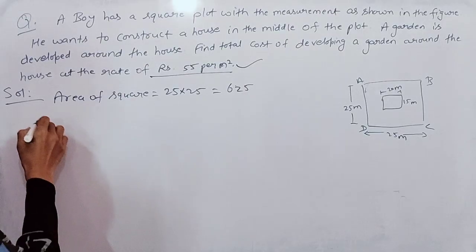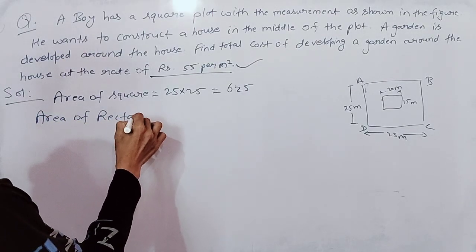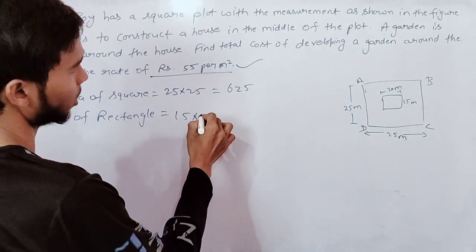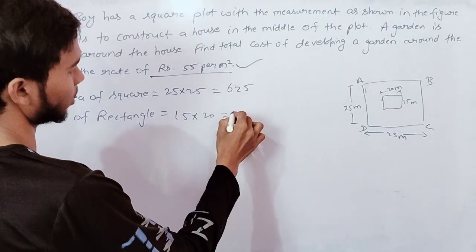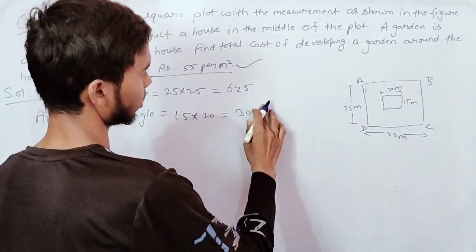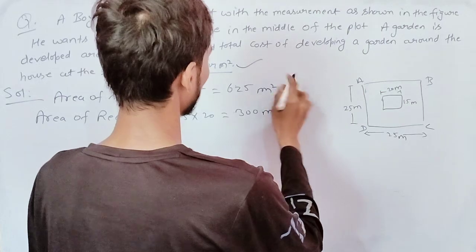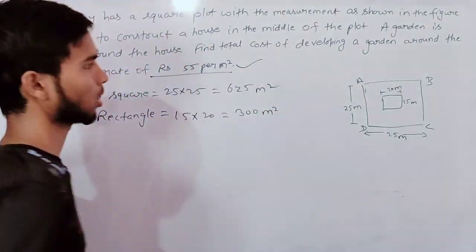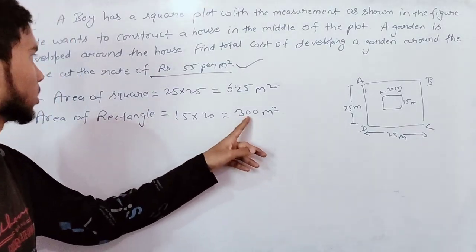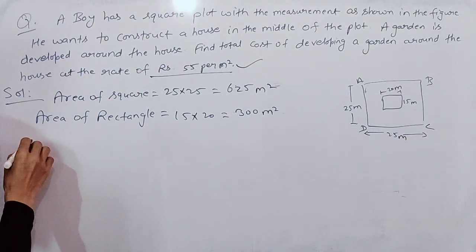Now the area of a rectangle is how much? 15 multiplied by 20, which is 300. It is in meter square. This is the area of the square and this is the area of the rectangle. Now we will subtract this from this, and we will get the area of this developing garden.